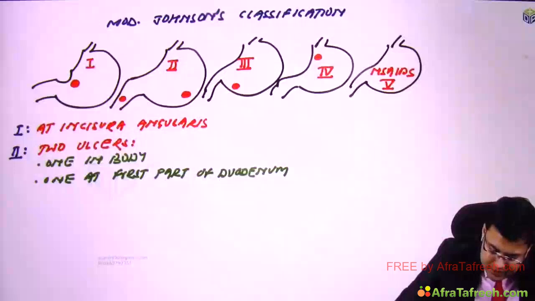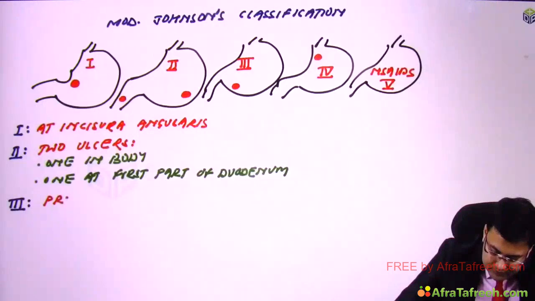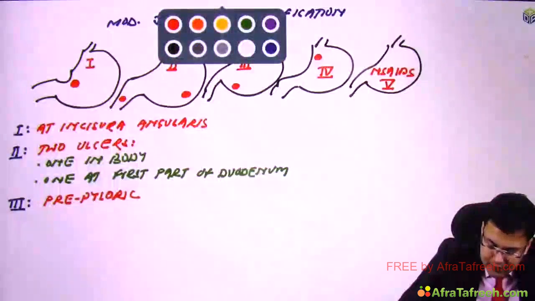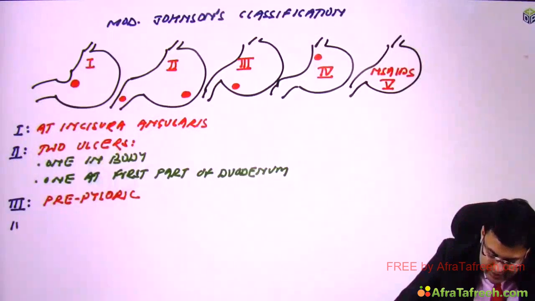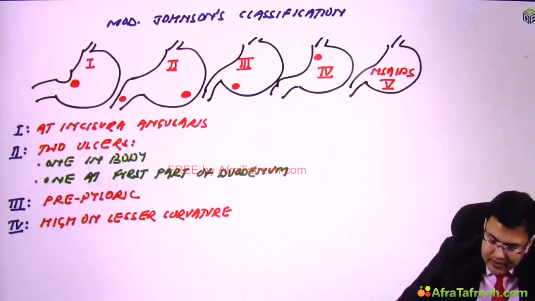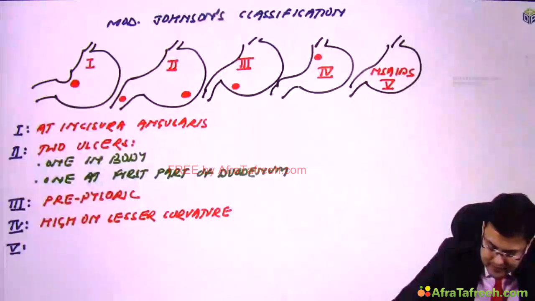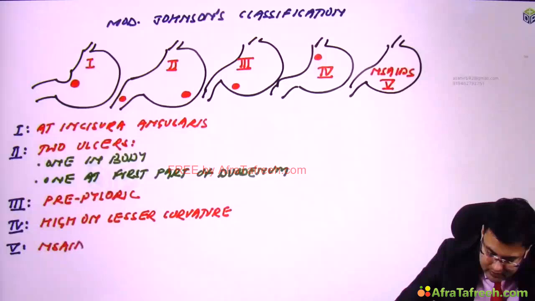After that, type 3 is pre-pyloric ulcer. Type 4 is high on lesser curvature. And type 5 is the NSAIDs induced ulcer.